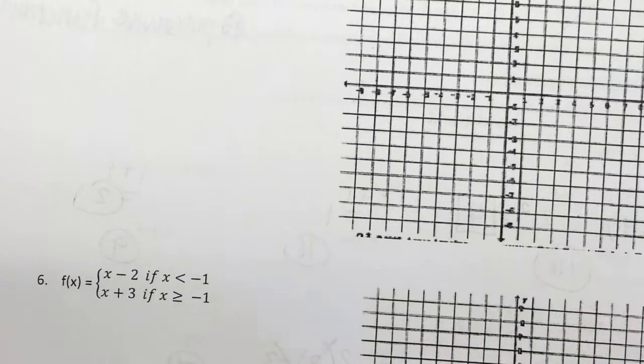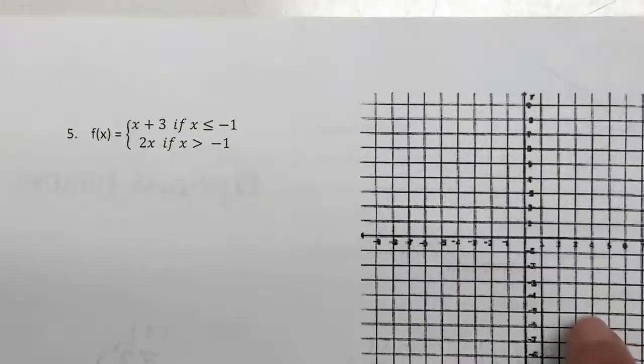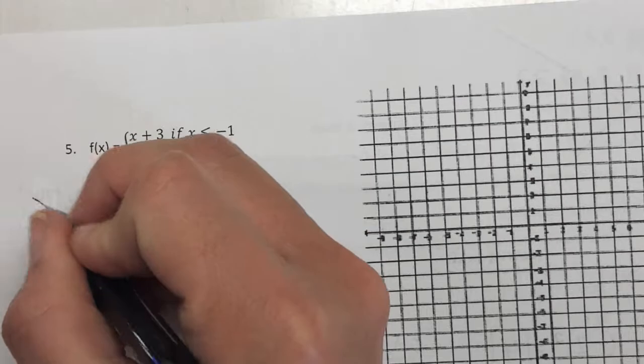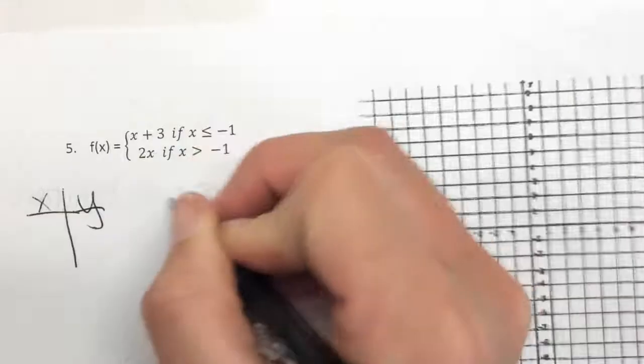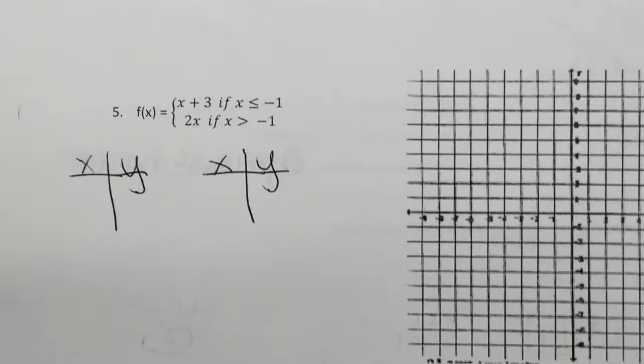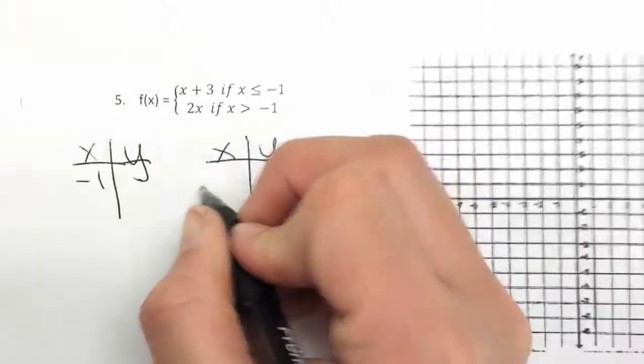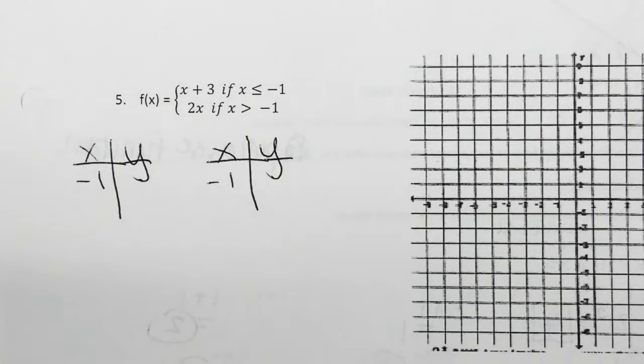Let's do one more together, then I'm going to let you do the last 2 on your own. Alright, on this one, make 2 tables, and we'll just try the 1 dot thing. And if we can't get it, then we'll make multiple points. The first x in each one needs to be negative 1, because that's what's in our restriction.